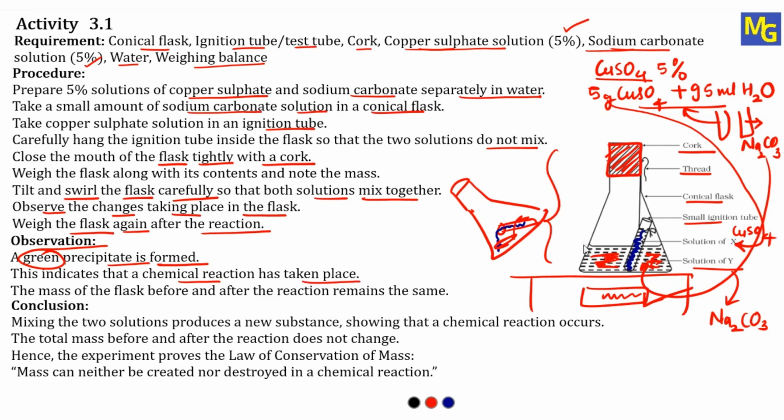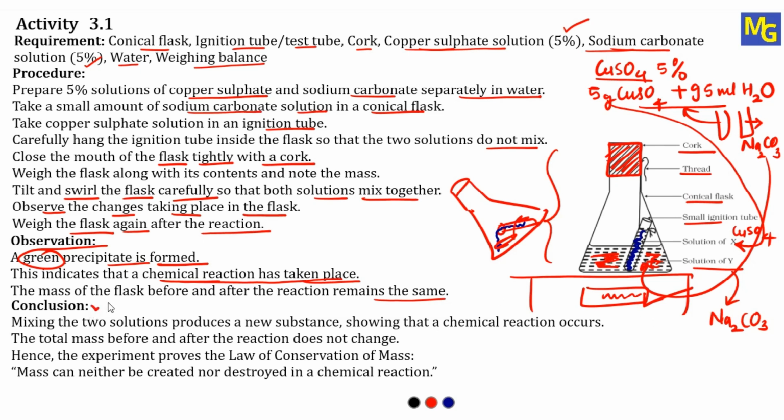Very important. Before tilting, before mixing, the solutions were clear. Once we tilt and the copper sulfate gets mixed with the sodium carbonate, we get solid particles which are green in color. It means we can see a change in the conical flask, and wherever changes take place, we can say that a chemical reaction has taken place. The mass of the conical flask before and after the reaction remains the same. When we note down the mass after the reaction and compare it with the earlier mass, the mass inside the conical flask is the same before and after the reaction.